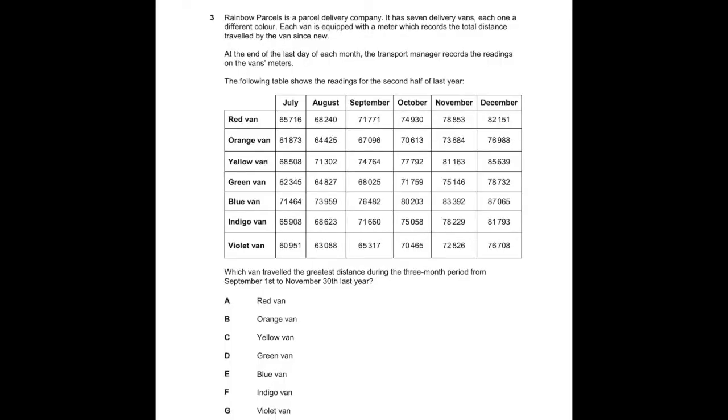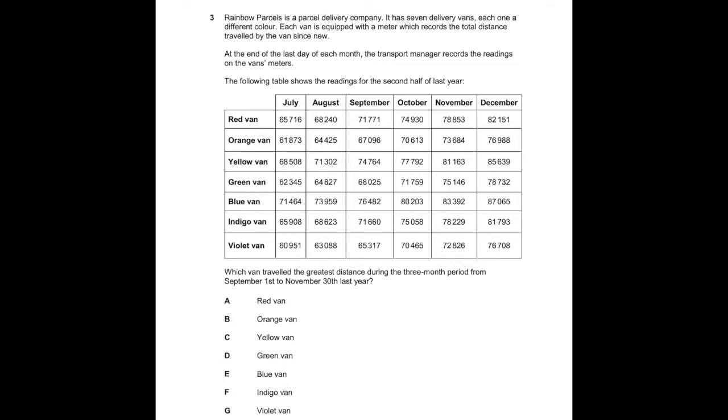Question 3. Rainbow Parcels is a parcel delivery company. It has 7 delivery vans, each one a different color. Each van is equipped with a meter which records the total distance traveled by the van since new. At the end of the last day of each month, the transport manager records the readings on the vans' meters. The following table shows the readings for the second half of last year. Which van traveled the greatest distance during the 3-month period from September 1st to November 30th last year? The correct answer is A, because of the following.